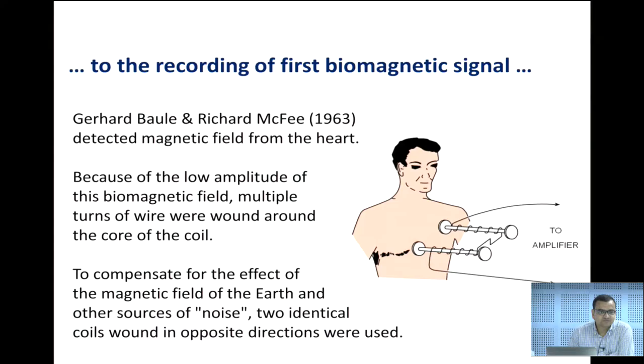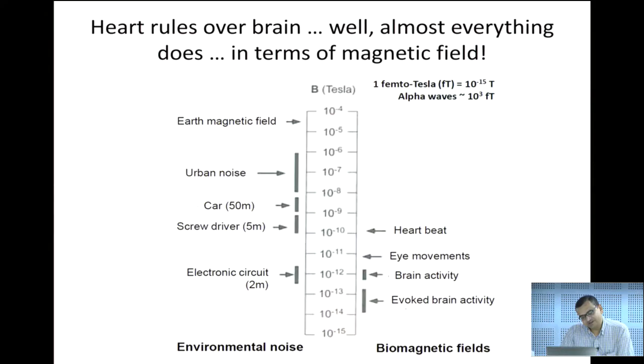These multiple turns were wound around the core of the coil. To compensate, because the heart's magnetic field is usually much stronger than most of the magnetic field produced by the body, they used two identical coils wound in opposite directions. That would cancel out the stronger background magnetic field. That was the first demonstration, as far as I know, of recording a magnetic field generated by the body, in this case the heart.